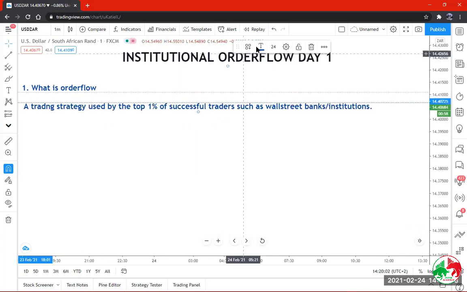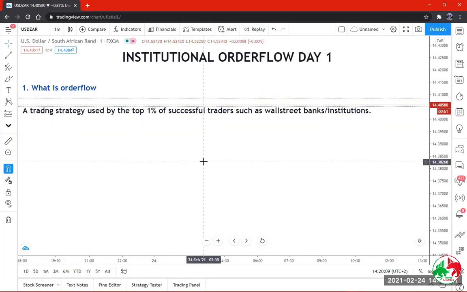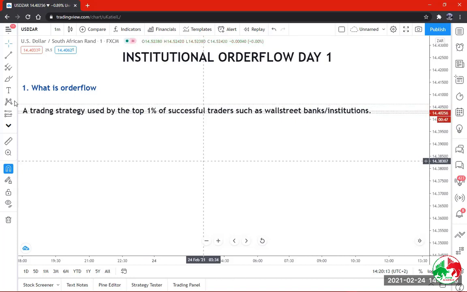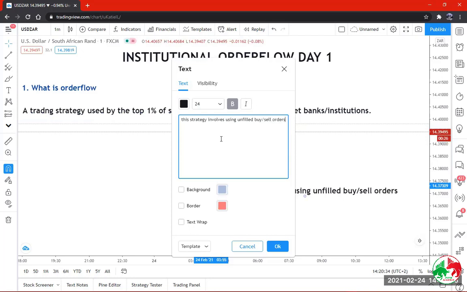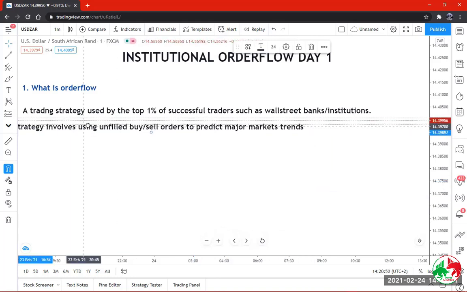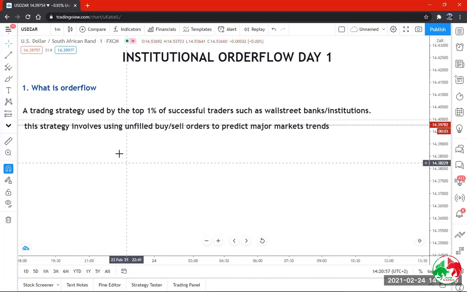So, what is Orderflow? Orderflow is a trading strategy used by the top 1% of successful traders, such as Wall Street banks and institutions. This strategy involves using unfilled buy and sell orders to predict major market trends. So basically, we use this method.